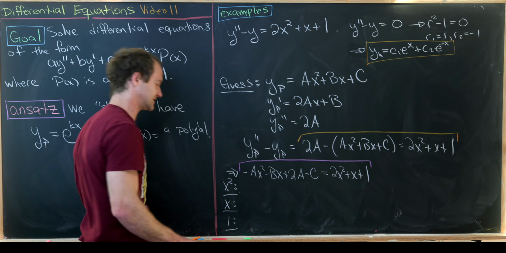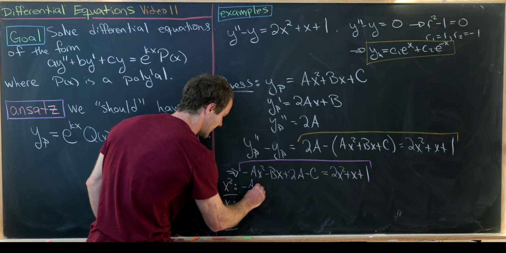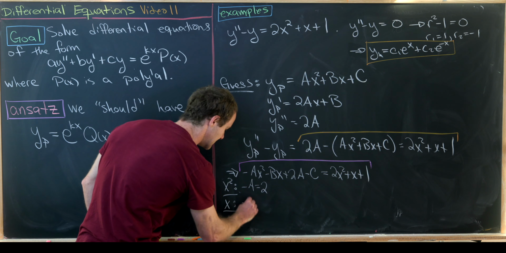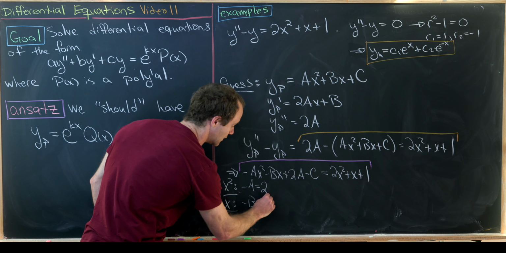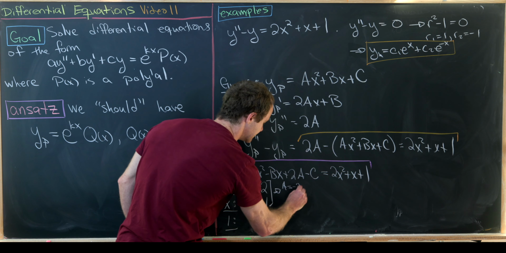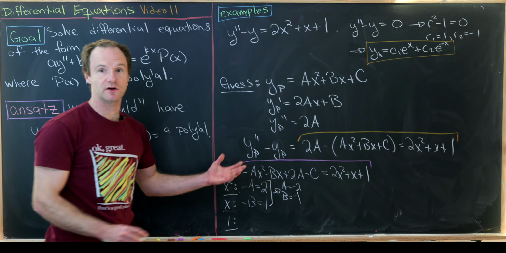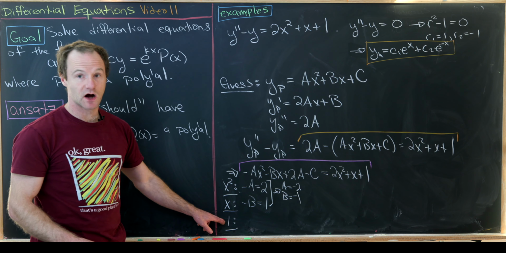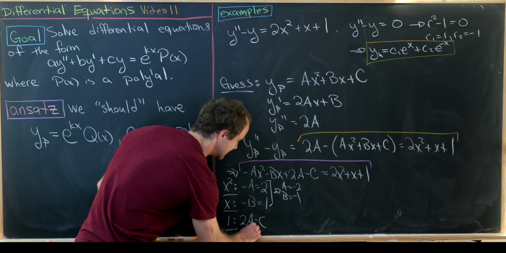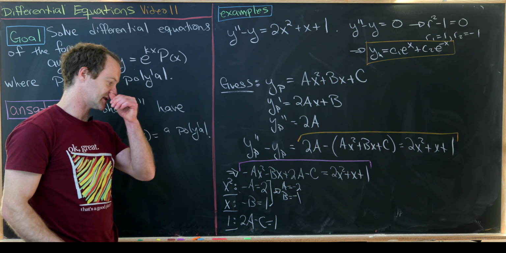I'll just put a 1 next to that. So the coefficient of x squared on either side will be negative a and 2. The coefficient of x on either side will be negative b and 1. Notice this immediately tells us that a is negative 2 and b is negative 1. So that's good news. We already know those coefficients. And then the constant term on either side will give us 2a minus c from the left-hand side, and the number 1 from the right-hand side.